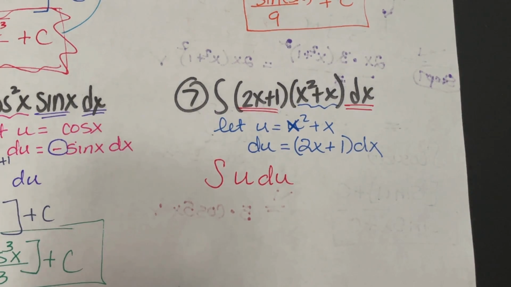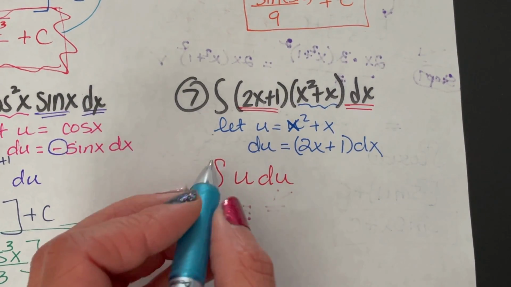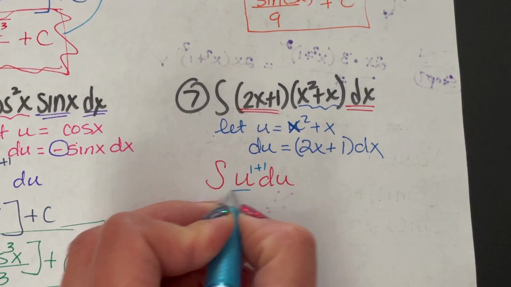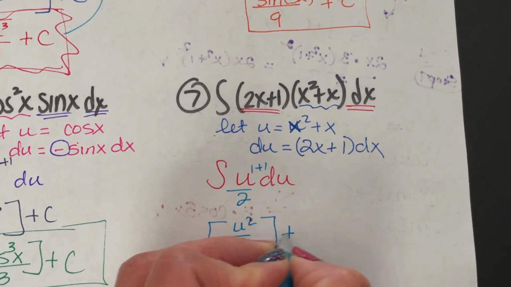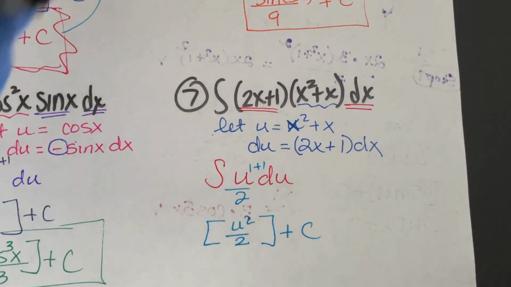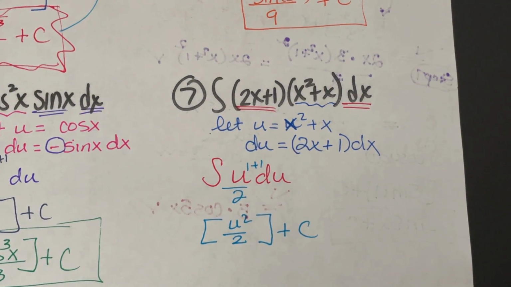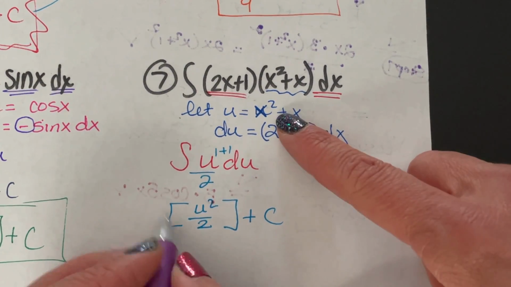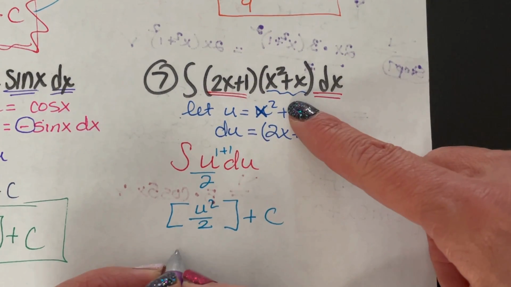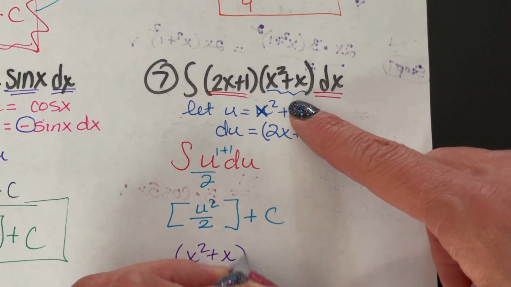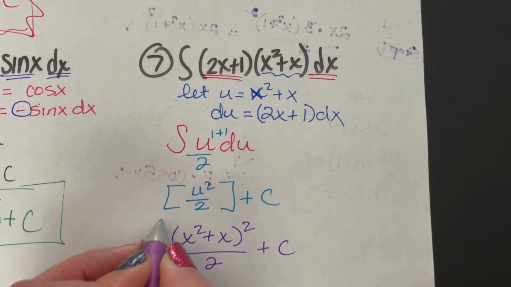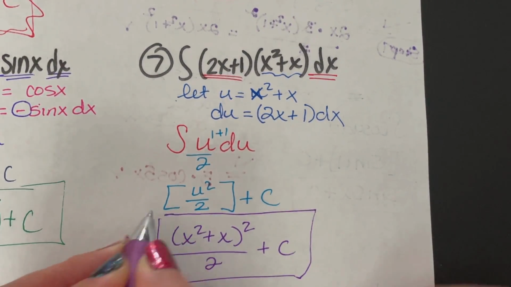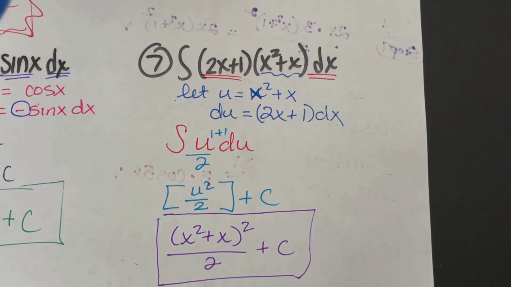Okay, so now let's take the integral. So we've got to bump this up. So it would be u squared over 2 plus c. And then we have to switch out the u, the dummy variable. So let's do that now. So we'll put the x squared plus x back, but remember it's u squared. So it's going to be x squared plus x quantity squared all over 2 plus c. And when you check it and take its derivative, you will get back to the original.